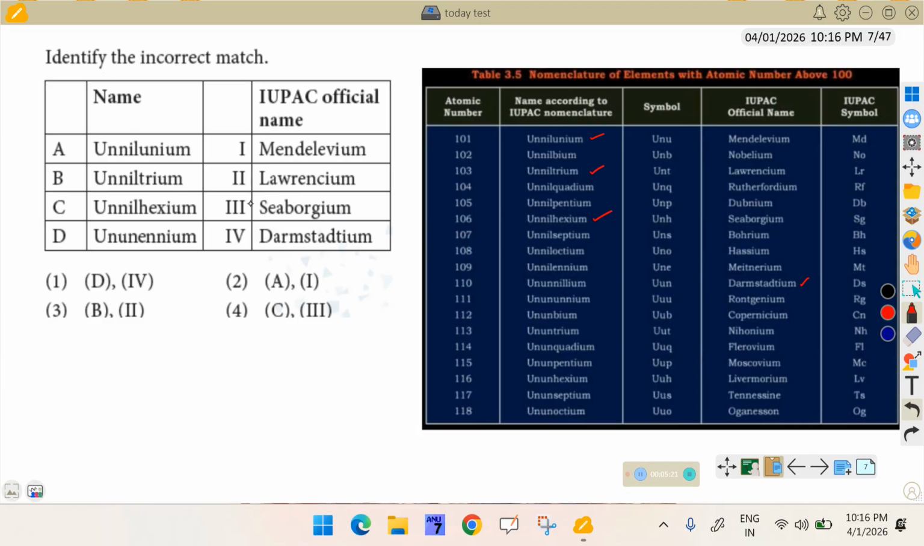Identify the incorrect match. Unnilunium is Mendelevium. This is a correct match. Unniltrium is Lawrencium. Correct. Unnilhexium is Seaborgium. Correct. Unnilennium, Darmstadium is Ununnilium. So D is the wrong option.